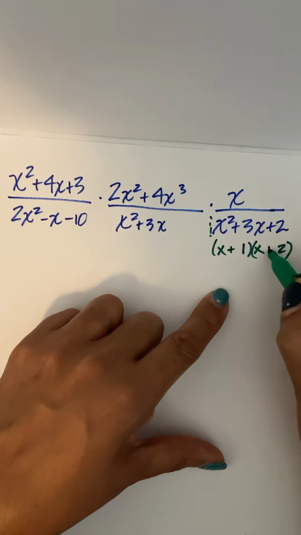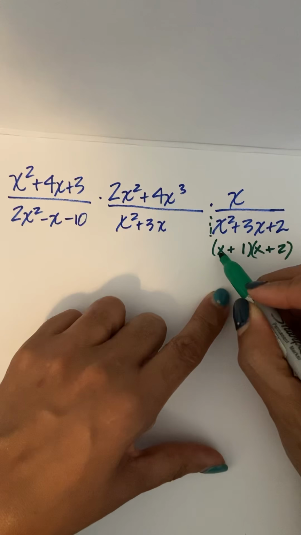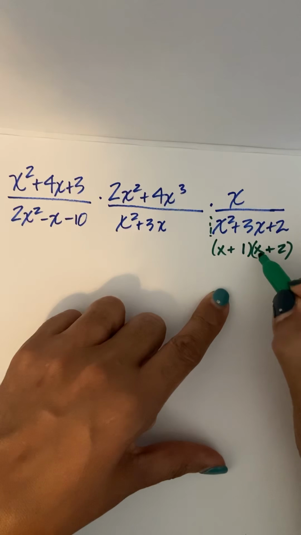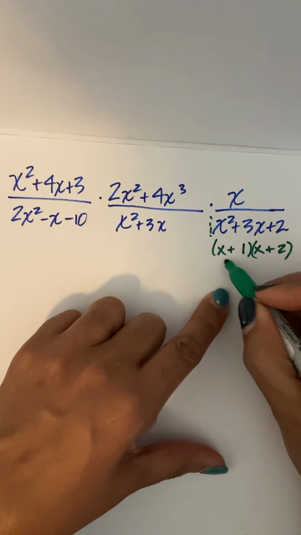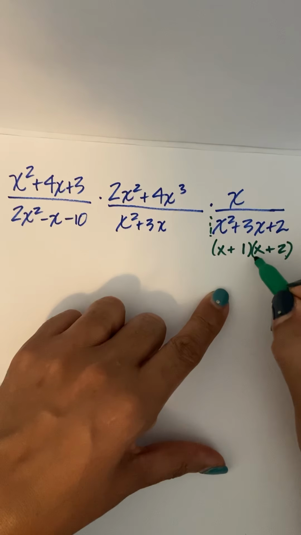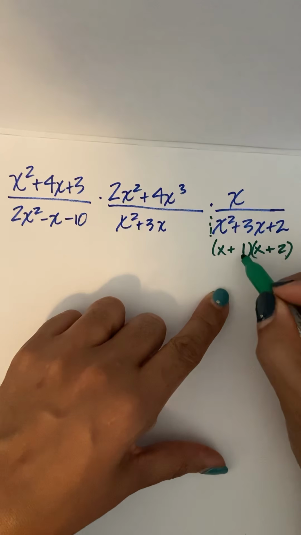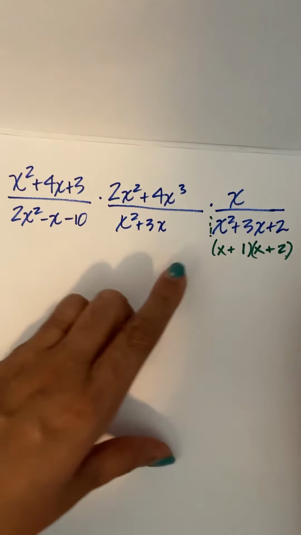Remember that when you factor, you should always check the outer and the inner terms and make sure that their products have a sum that's equal to your middle term here. So your outer products and your inner products, 1 times x is 1x, x times 2 is 2x, 1x plus 2x is 3x, so that's factored.